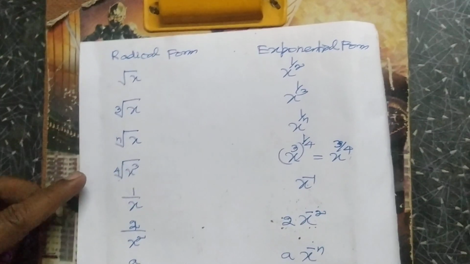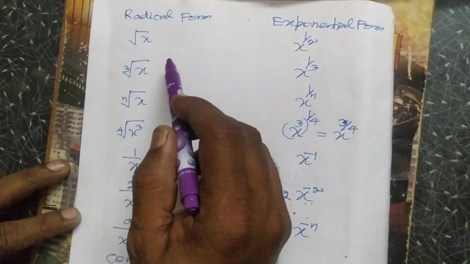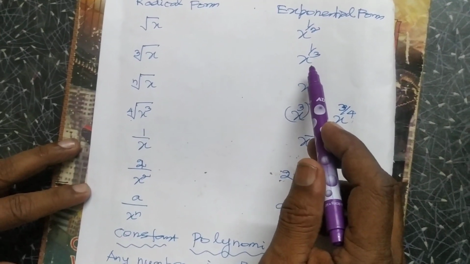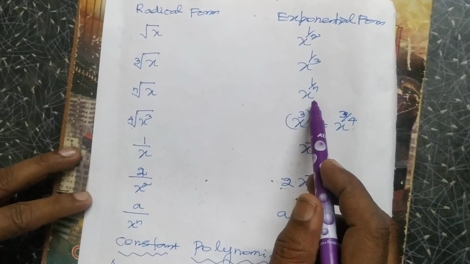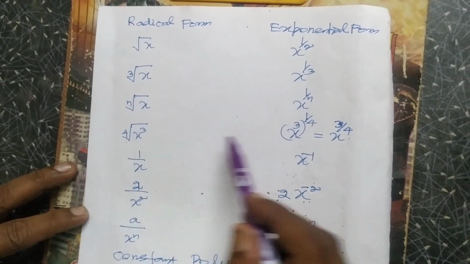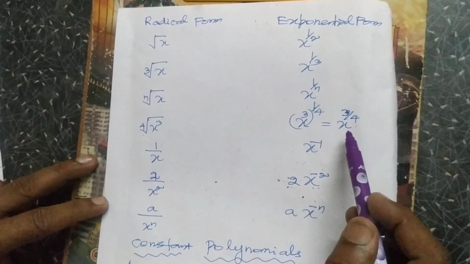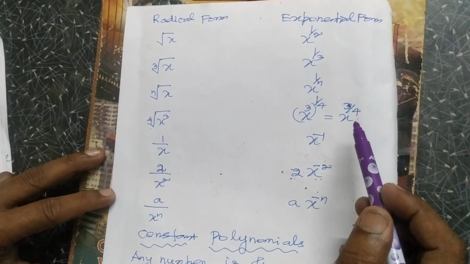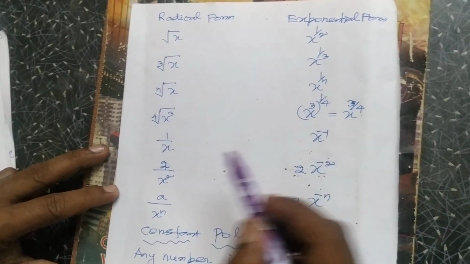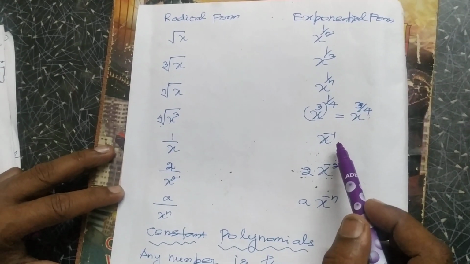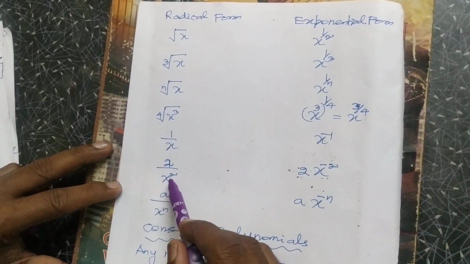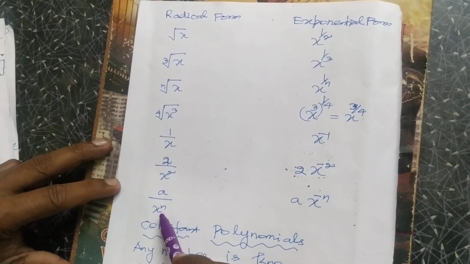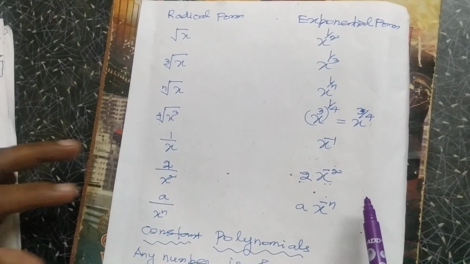Now let us see what is radical form and exponential form. Root x means x to the power half. Cube root of x means x to the power 1 by 3. Nth root of x means x to the power 1 by n. Fourth root of x cube means x cube whole to the power 1 by 4. Then 3 into 1 by 4 is 3 by 4. a to the power m raised to the power n is a to the power m into n. Then 1 by x means x to the power minus 1. 2 by x square means, if we bring x square to the numerator, 2 x to the power minus 2. a divided by x to the power n means a into x to the power minus n.